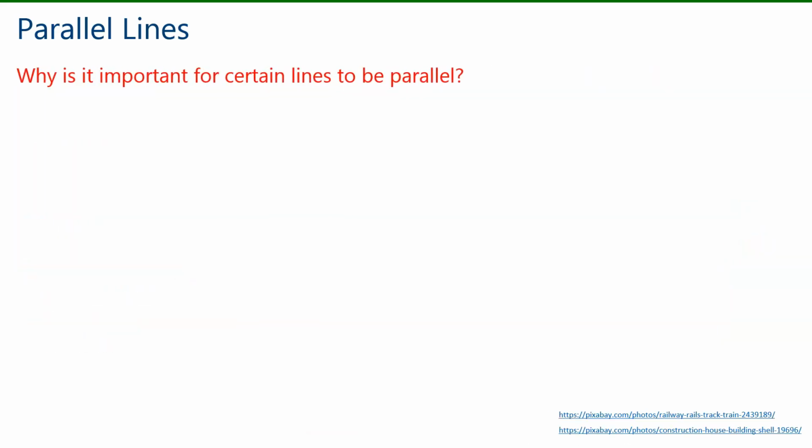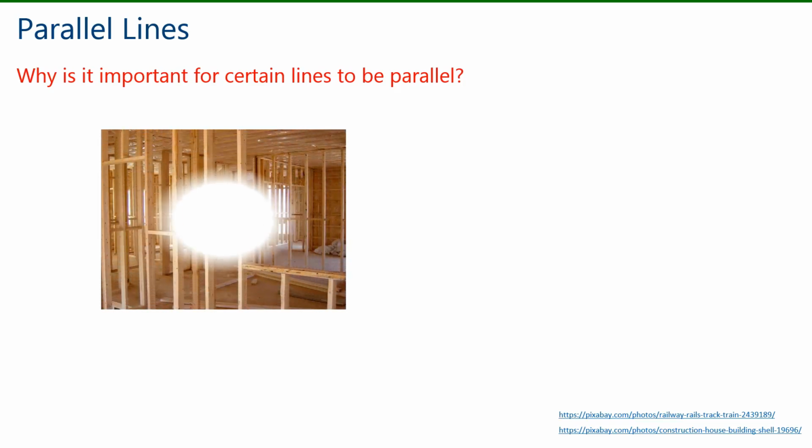Why is it important for certain lines to be parallel? Imagine if you were framing a house or building a house, and the contractor decided not to be too concerned with using parallel lines. You would probably have a pretty crooked house, and things might not be lined up very well, and your house might not be super safe, so it's important when you're constructing something.